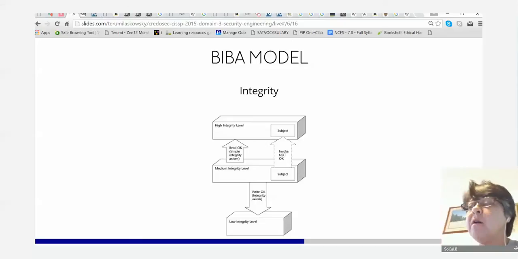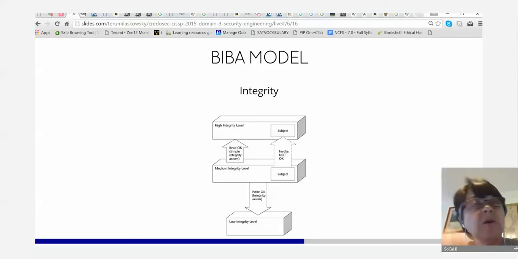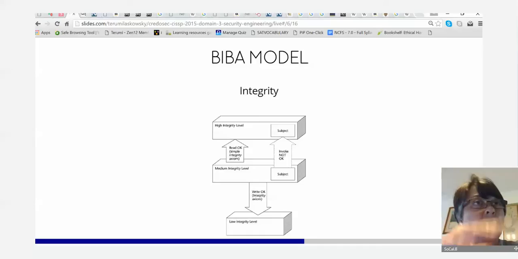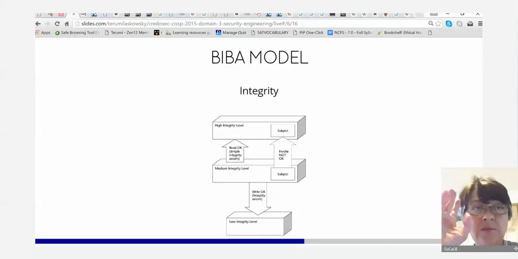Then on the downside, from the medium integrity level to the low integrity level, you can provide information down because you have better information than the low integrity level. But you cannot read information from that location, though it's not on here, because now you would be corrupting your own integrity level at that layer. See, it's a very different model when you talk about the integrity level.